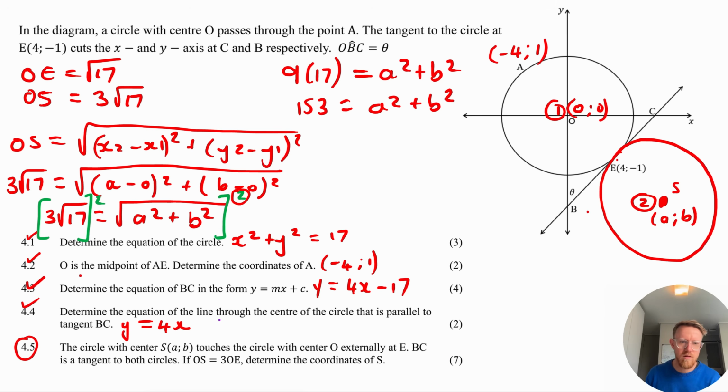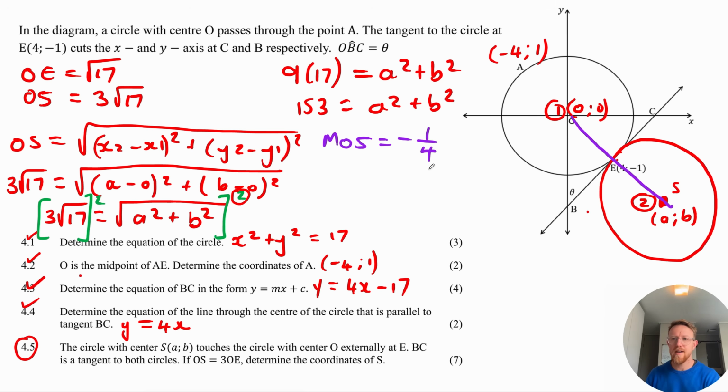So the other information that we know is this gradient. We know the gradient from there to there, but that'll also be the gradient from there to there because it's all on one line. So if we know the gradient of this part, then we also have the gradient of that part. And so we can then say that the gradient of OS is the same as the gradient of OE, which was negative a quarter.